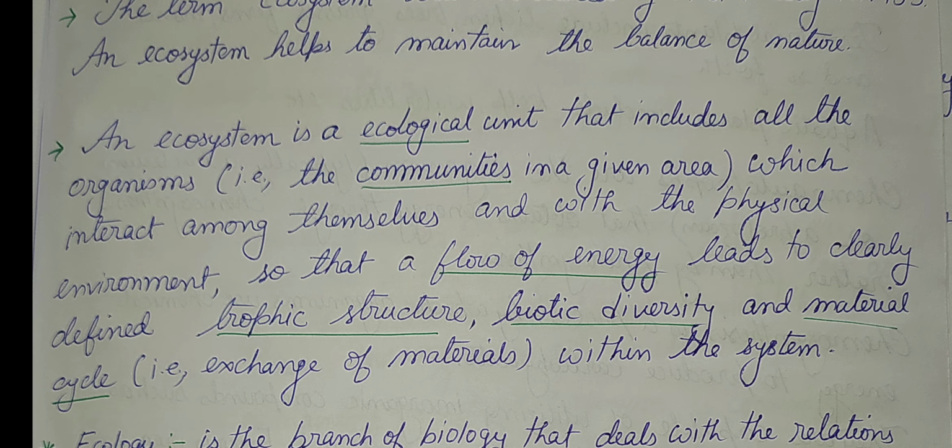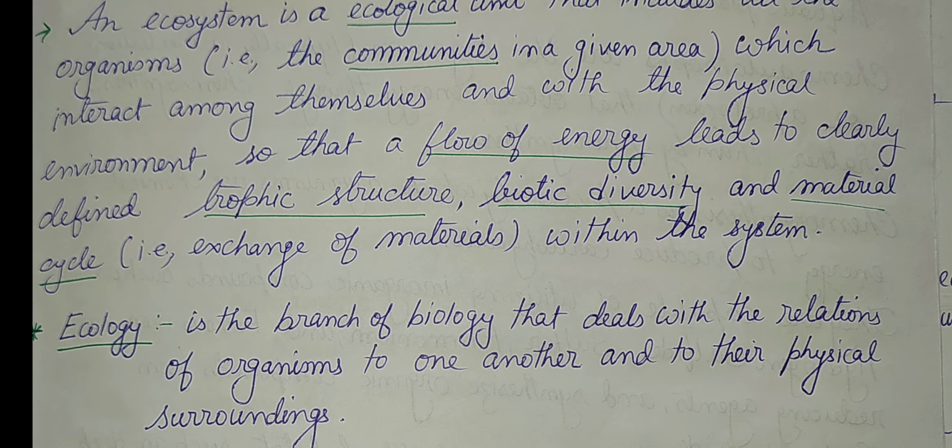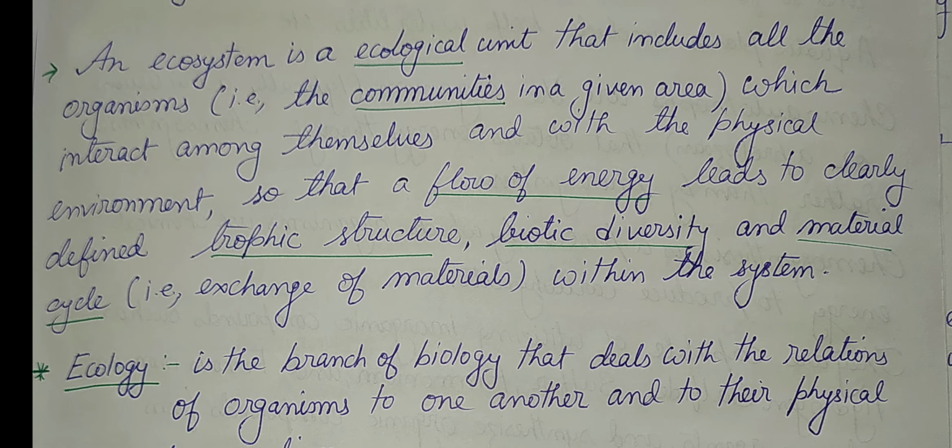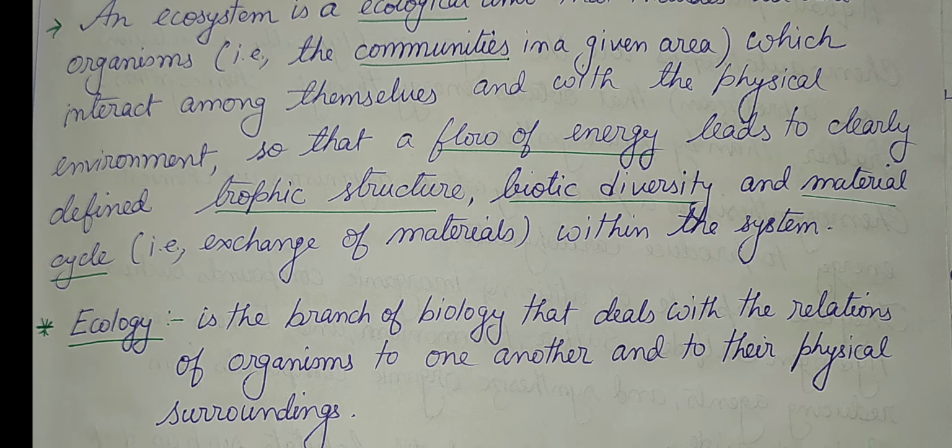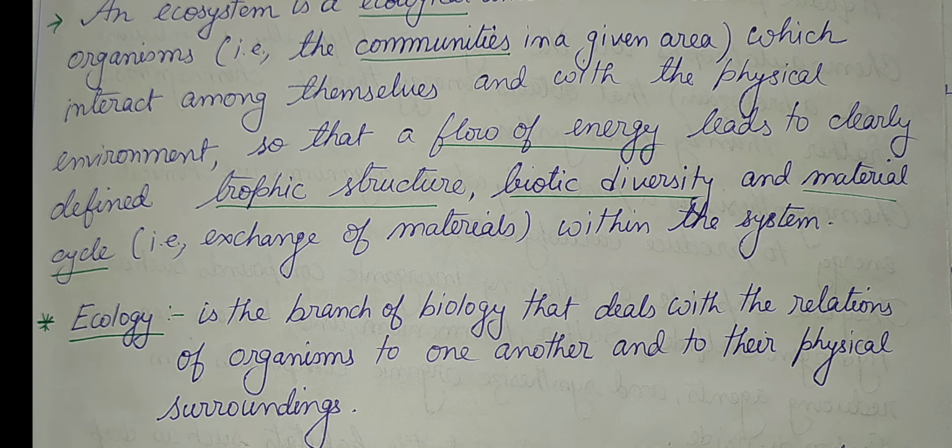It is just a unit of ecology where all the relations of the organisms with the other communities try to interact with themselves in the form of food habit, in the form of predation, in the form of parasitism and so on, and that will include all the other organisms like the community in a given area.